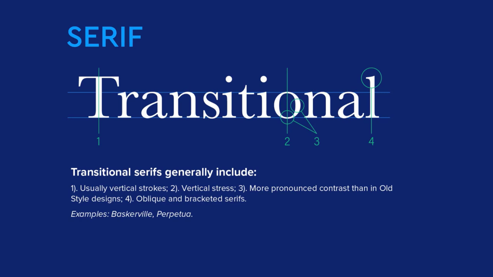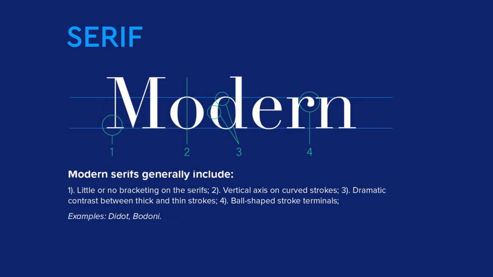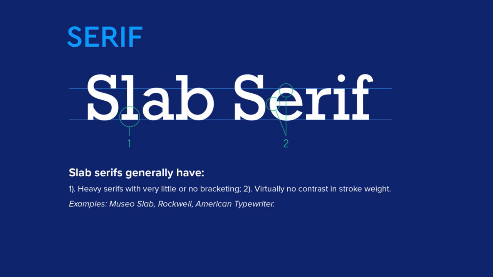Examples of these are Baskerville and Perpetua. Then the next subcategory of serif is modern. In modern serifs, we have little or no bracketing on the serifs. We have vertical axis on curved strokes. We have dramatic contrast between thick and thin strokes, and there are ball-shaped stroke terminals. A classic example of this, and a very renowned serif, is Didot and Bodoni. Then the next subcategory of serif is slab serif.